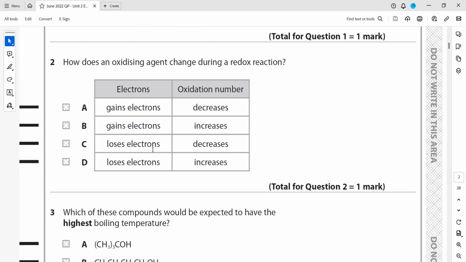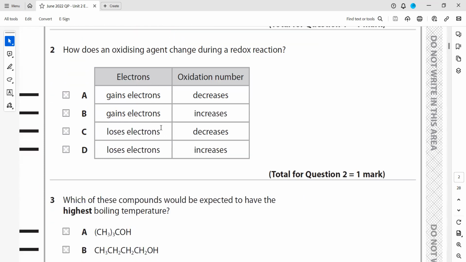How does an oxidizing agent change during a redox reaction? The oxidizing agent itself is reduced, and reduction means it will gain electrons. So it will gain electrons, and what happened to the oxidation number? Because if something is reduced, the oxidation number will decrease. So it will gain electrons, because reduction means gaining electrons or the oxidation number decreasing. That's why A is the right answer.